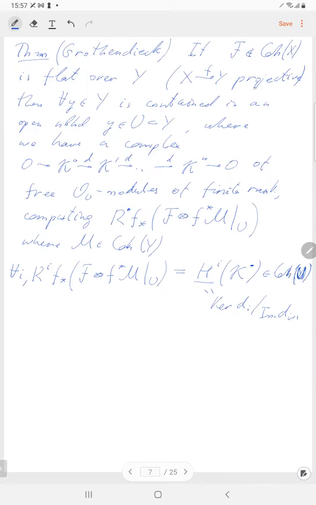So in other words, it's a local statement. You chose a neighborhood of a point, but globally it means that there is a complex of locally free sheaves. Okay. So let's start proving, and I guess we will not succeed today. It's not a difficult proof, but takes maybe not 10 minutes, but 15 or 20 minutes.